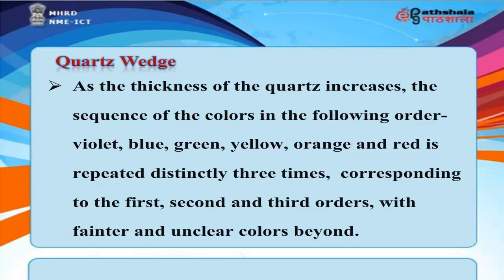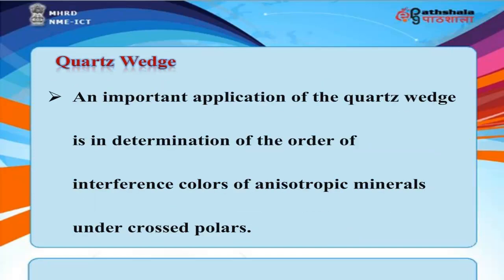As the thickness of the quartz increases, the sequence of colors in the following order: violet, blue, green, yellow, orange, and red is repeated distinctly 3 times, corresponding to the first, second, and third orders, with fainter and unclear colors beyond. An important application of the quartz wedge is in determination of the order of interference colors of anisotropic minerals under crossed polars.